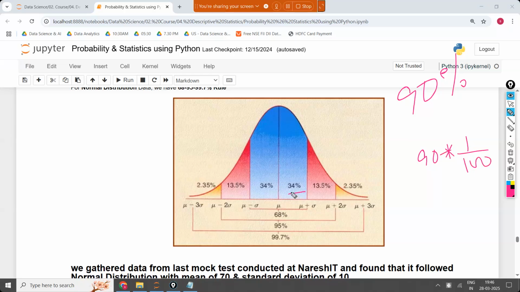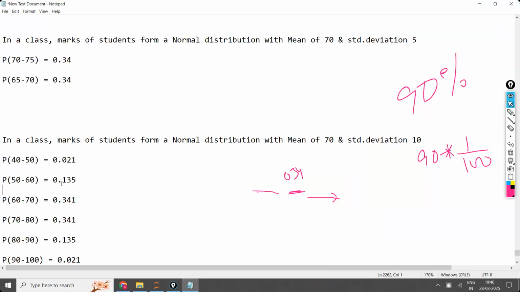Now here 34% is there. What is the meaning of the percentage symbol? 1 by 100. 1 by 100 means 34 divided by 100, which is 0.34. So mu to mu plus 1 sigma is 0.34. Mu minus 1 sigma to mu is also 0.34. And what is the value from mu plus 1 sigma to this one? 13.5. So the same thing you got here, 13.5.